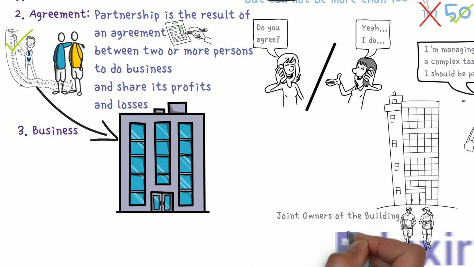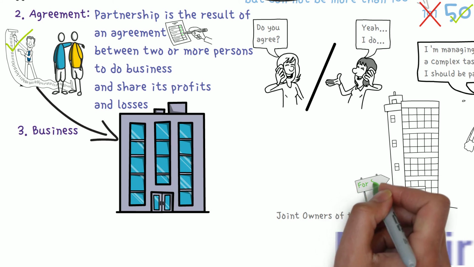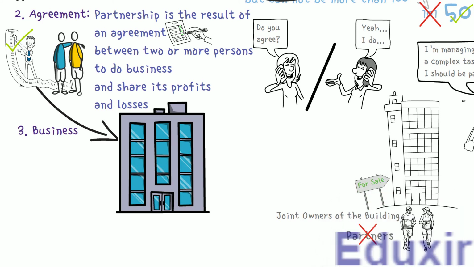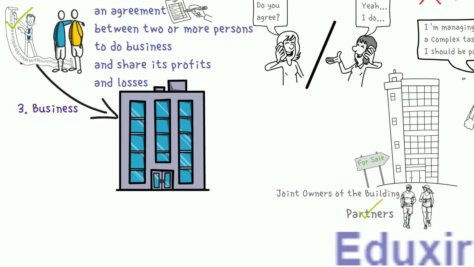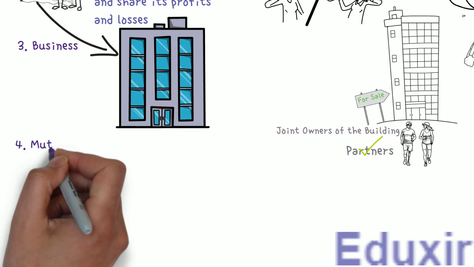When they purchased a building, they became joint owners of the building. Can we call them partners? No, we can't call this a partnership. But if they are in the business of buying and selling buildings for the purpose of making profits, then we call them partners. That's it about the business. The next essential feature of partnership is mutual agency.